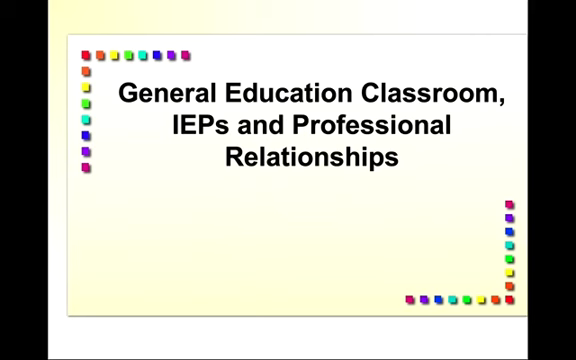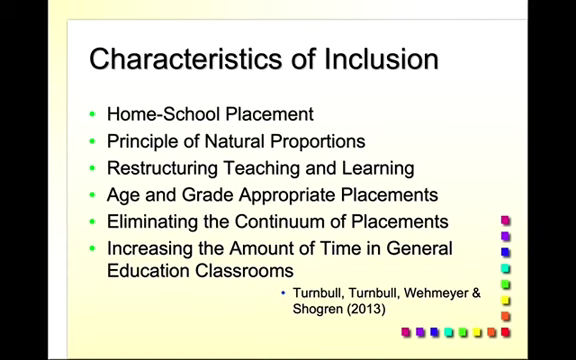General education classroom, IEPs, and professional relationships. Just a reminder, some characteristics of inclusion that are discussed within the context of your text that match up with the things that we discussed at the beginning of the semester are that we want students to be in their homeschool placement, that we want students to be in natural proportions in the school and in the classroom. We want to make sure that we are thinking about how we're providing teaching and learning.